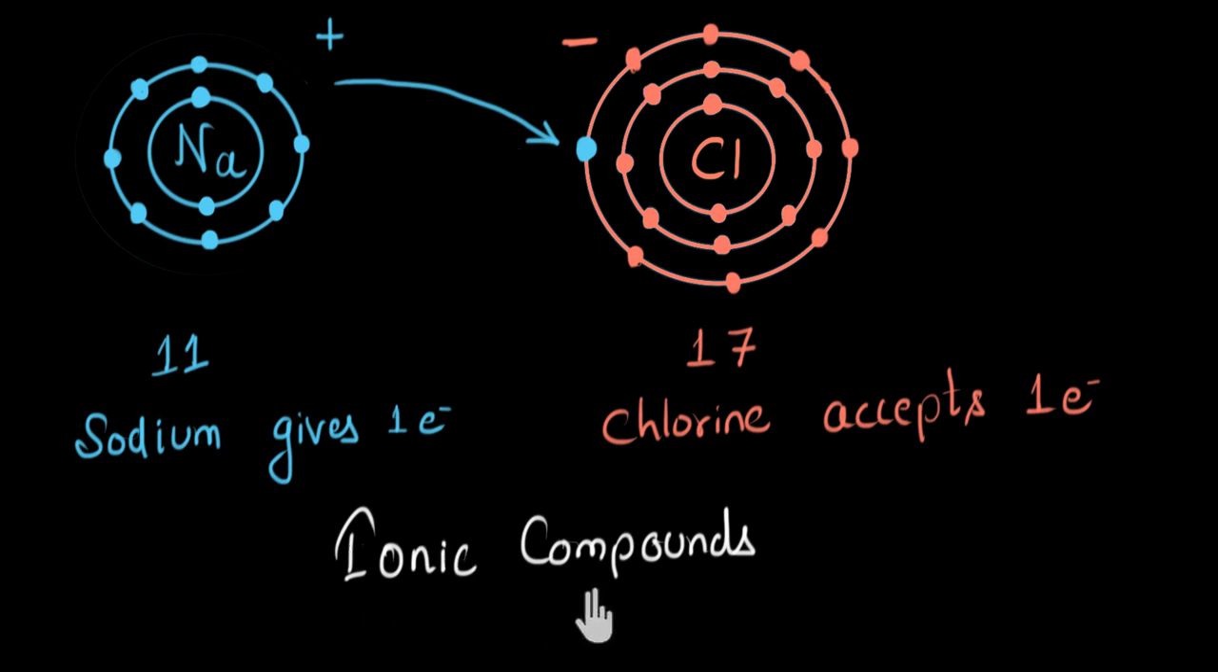Now let's summarize the video. In this video, we saw that elements react to get a complete octet, meaning 8 electrons in their outermost shell, in their valence shell. Now when metals and nonmetals react by transferring electrons, one will lose an electron and get a positive charge. The other that gains an electron will get a negative charge. Now these oppositely charged ions, they will attract each other, and the compound that gets formed is called an ionic compound.